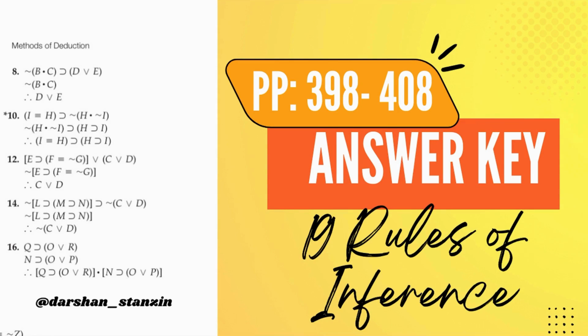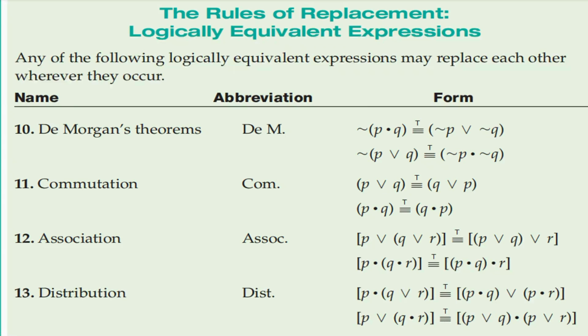Today we'll be discussing the 19 rules of inference. So 10 rules we have already discussed. Today we'll be discussing the remaining rules, which are the rules of replacement. Replacement in the sense that we can replace it.